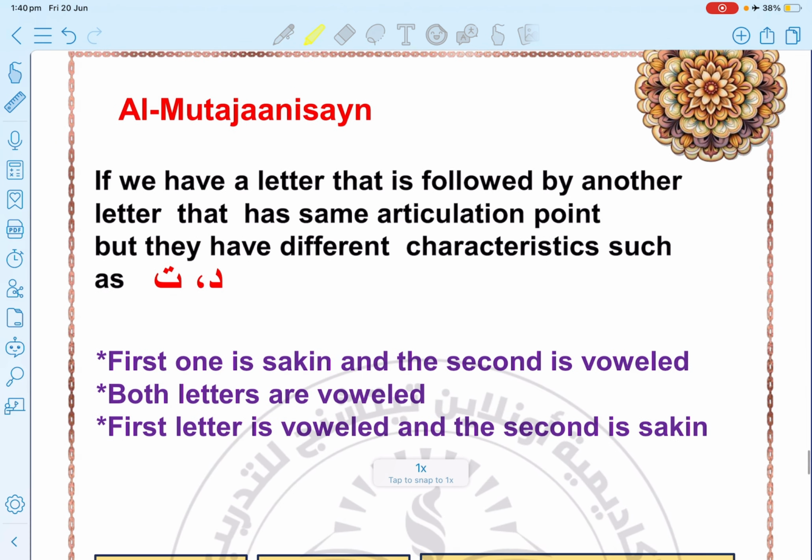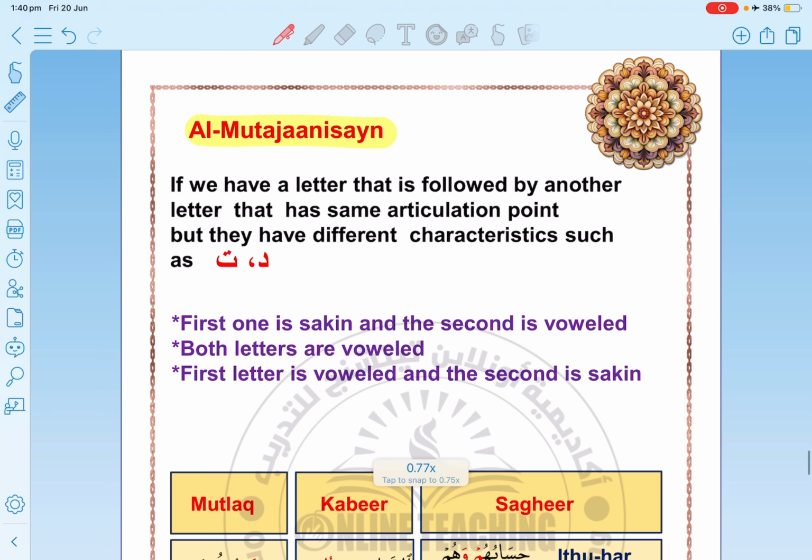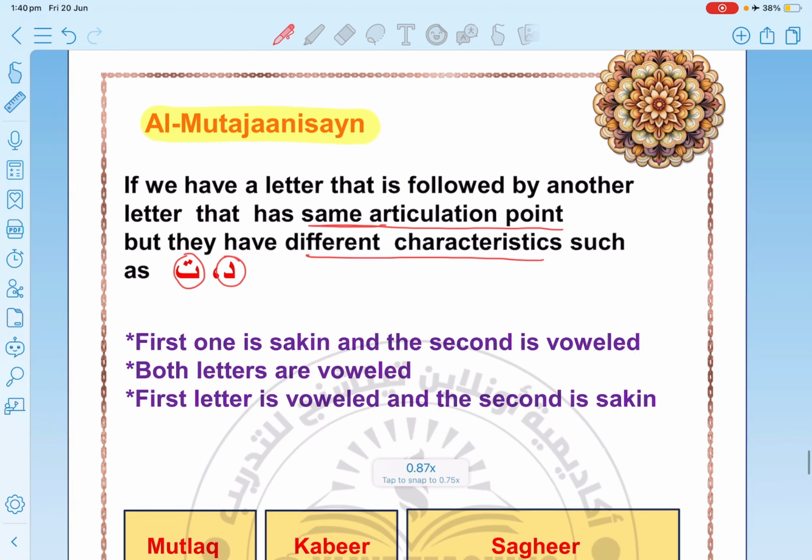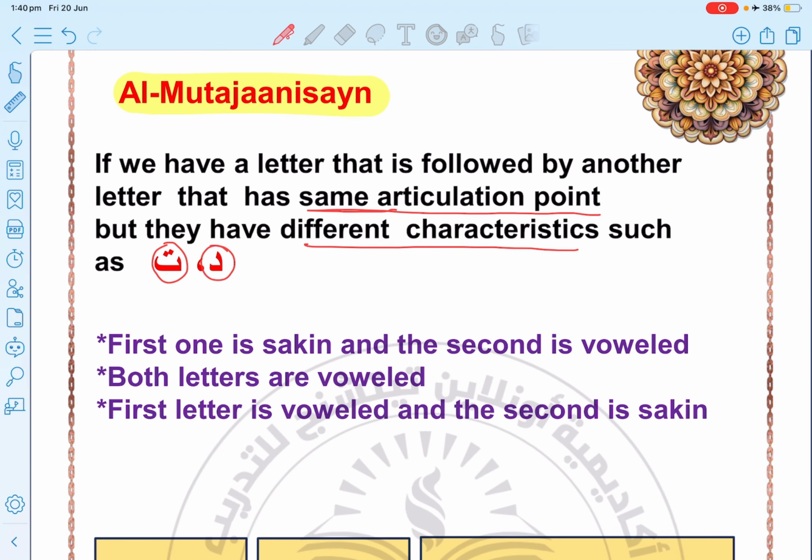Now let's move to the mutajanisan, which has another name, too, similar. If we have a letter that is followed by another letter that has the same articulation point but differs in characteristics, such as ta and dal, both have the same articulation point but differ in some characteristics. In this case we call it mutajanisan, or mutajanisain.